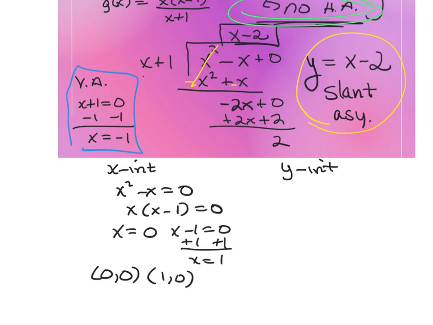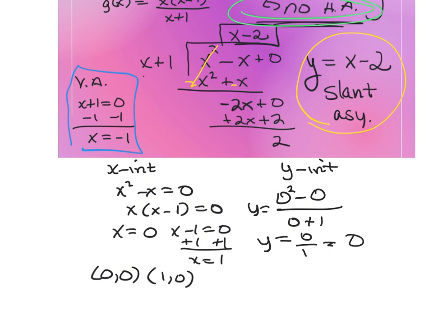For the y-intercept, we're going to plug in x equals 0. So back at my original, 0 squared minus 0 over 0 plus 1. 0 over 1, 0 divided by anything is 0. So my y-intercept is (0, 0). So let's go ahead and get all of this information on my graph. And then I'm also going to look for additional points to plot.